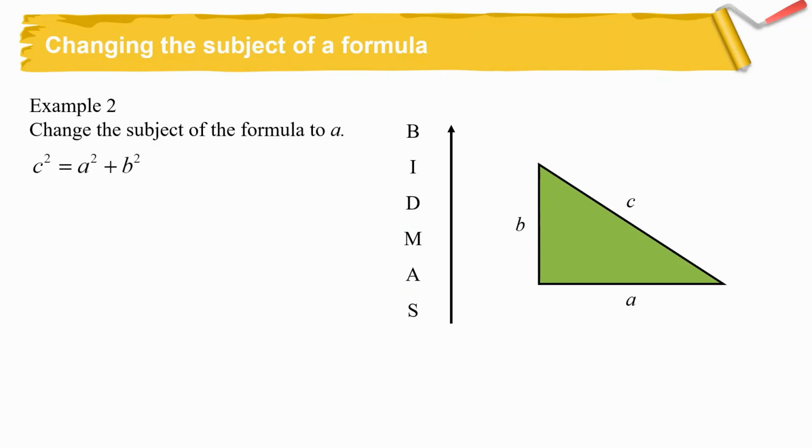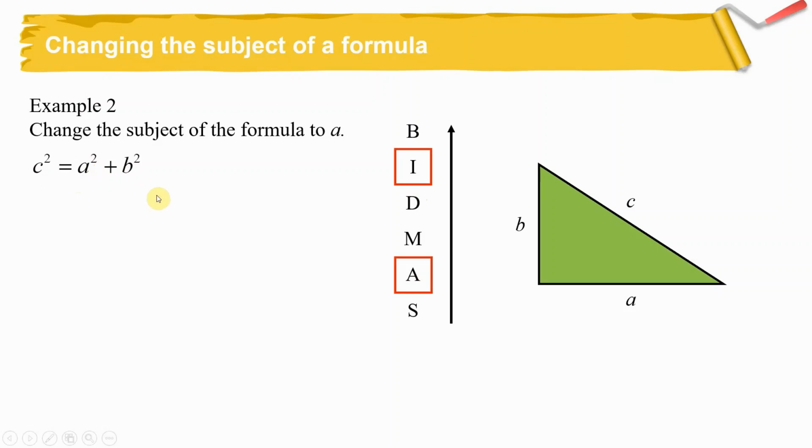Alright, for the second example, this is rather familiar. This is Pythagoras theorem, whereby you have a right angle triangle, and according to Pythagoras theorem, the square of the base and the height is equals to the square of the hypotenuse. And we want to use this formula and change the subject to just one of the sides here, which is A for this question. Alright, so in this case, as we look at this, we have two operations. One is addition, another one is index. We have a power of 2.